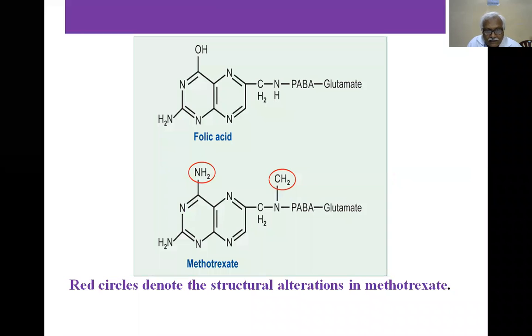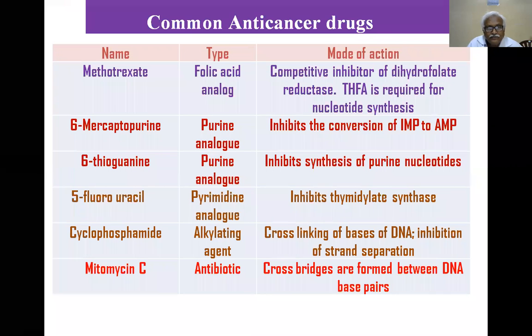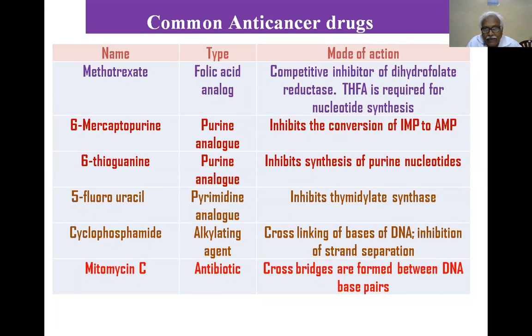So the structural alterations in methotrexate convert it into a very good folic acid inhibitor, acting as a best cancer drug. Methotrexate is a folic acid analog, a competitive inhibitor of dihydrofolate reductase, which is required for nucleotide synthesis. 6-mercaptopurine is a purine analog that inhibits the conversion of IMP to AMP. 6-thioguanine is a purine analog that inhibits the synthesis of purine nucleotides. 5-fluorouracil is a pyrimidine analog that inhibits thymidylate synthase.